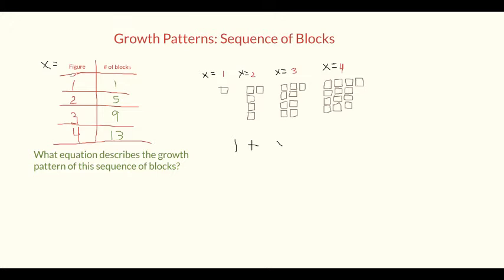So 1 less would be x minus 1. So x minus 1 will tell us the number of columns we have in each figure. And in each column we have 4 blocks. So 1 less than the figure number is our number of columns, but we have 4 blocks in each column, so we want to times 4.